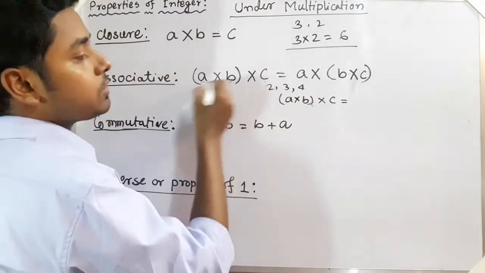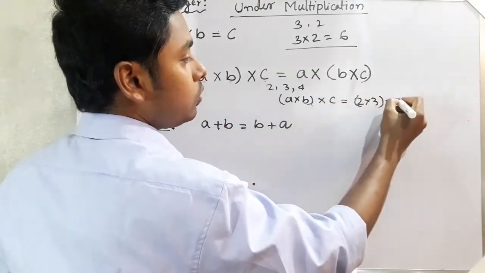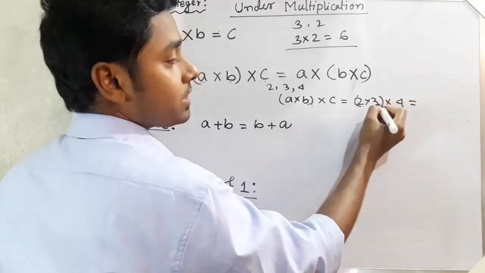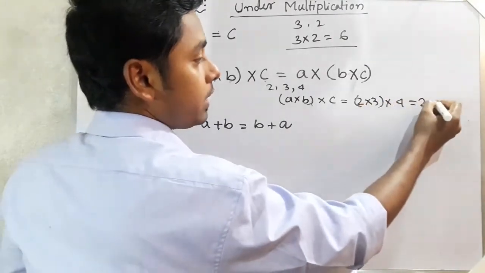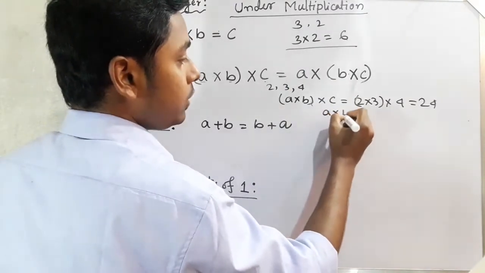Okay, we are taking this part, a into b into c. That means 2 into 3 into 4. That means 2 threes are 6, and 6 fours are 24.